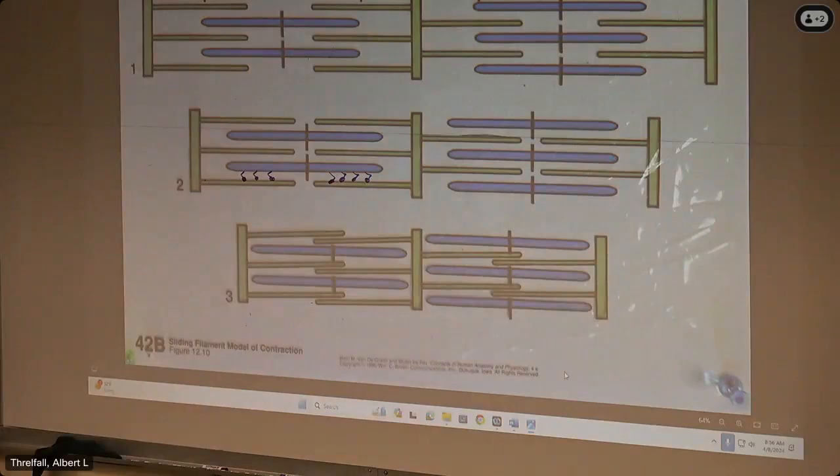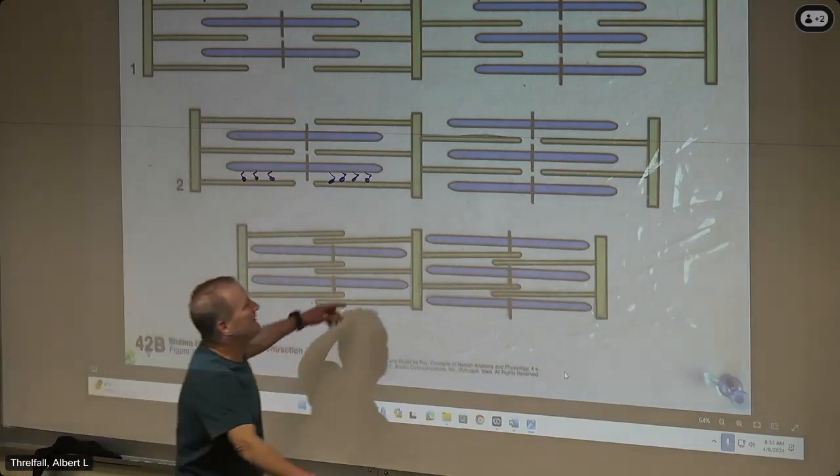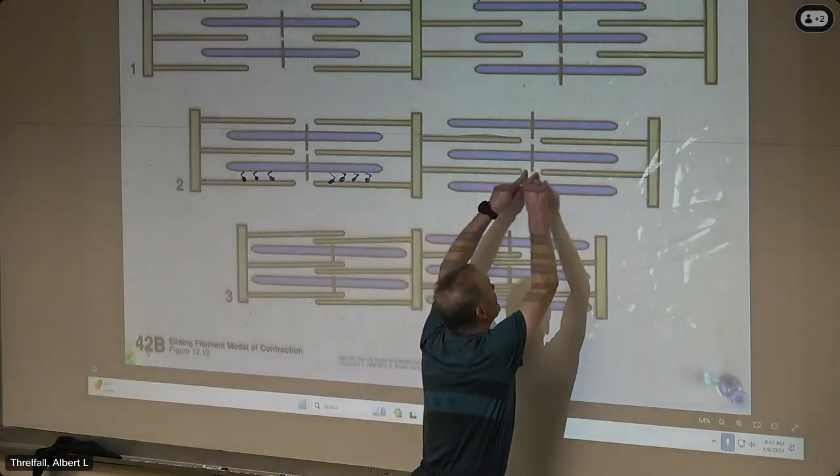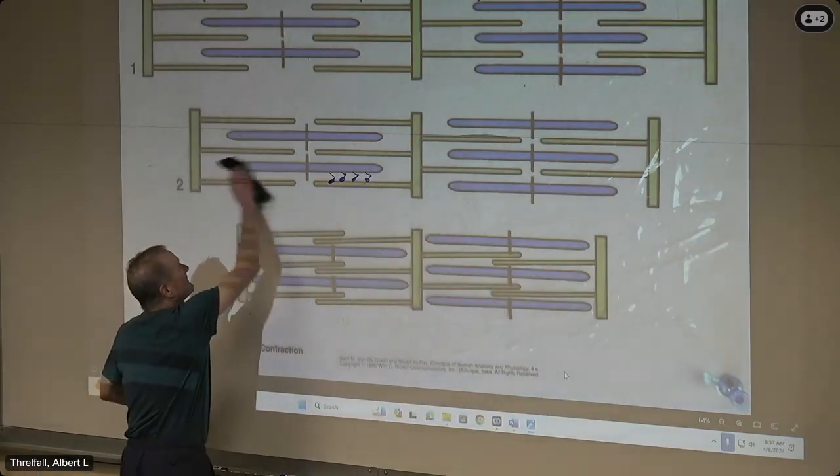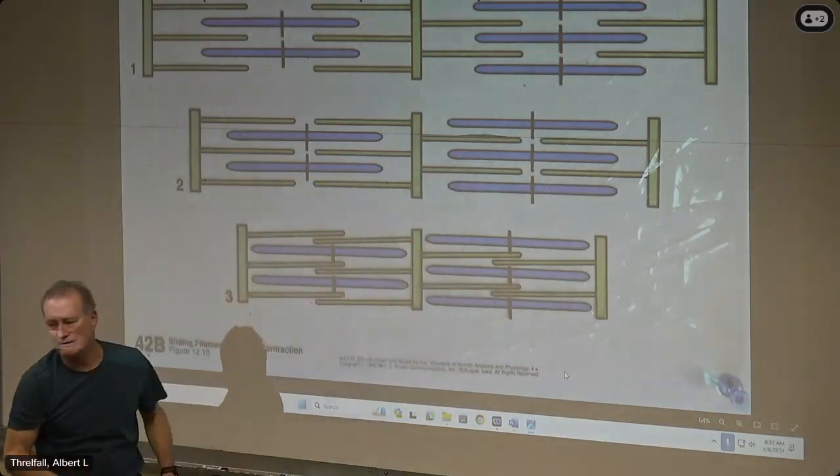This is actin. This is myosin. My hand is the head. My wrist is the neck. So the myosin head is going to bind actin, swivel, release, bind, swivel, release, bind, swivel. That's what's pulling the actin filaments in. So we need a lot more magnification to see that. So let's get it.